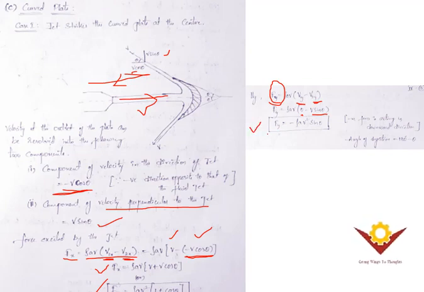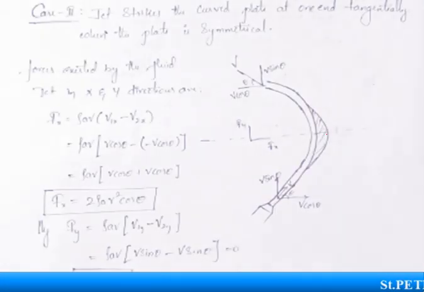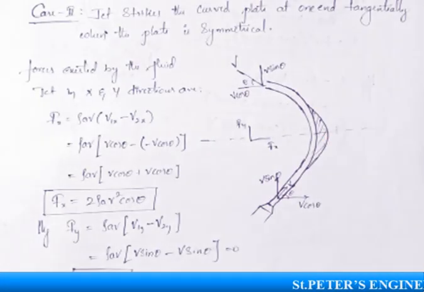And if you simplify this, you are going to get Fy, which is the force in the y direction, equals minus rho a v square sin theta. Clear? We'll see the next case.